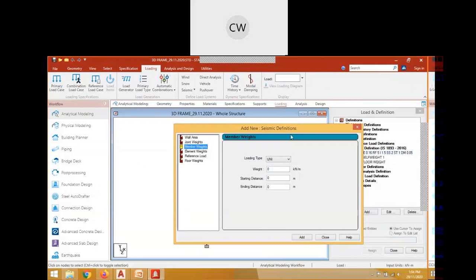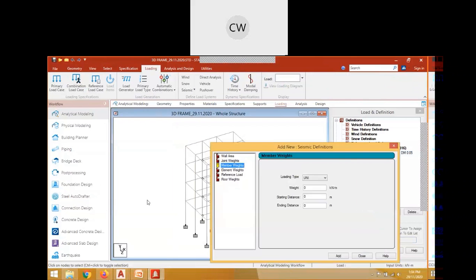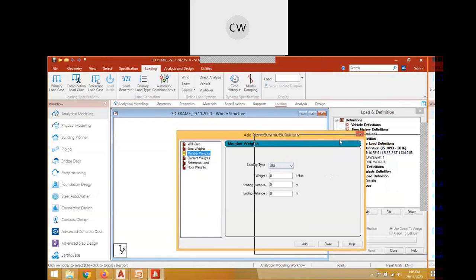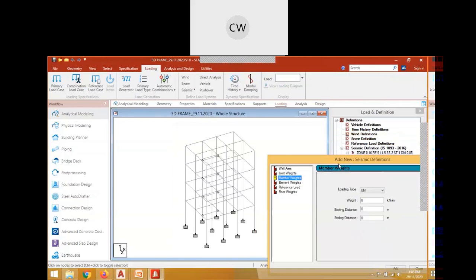One is concentrated and then uniform. So say member weight, uniform, and then just add the wall weight here. But wall weight, once you add, you have to assign it to all levels. So I will just add this wall weight uniform for all three levels here, 1, 2, and 3, and top level, because parapet is there, this weight is different.